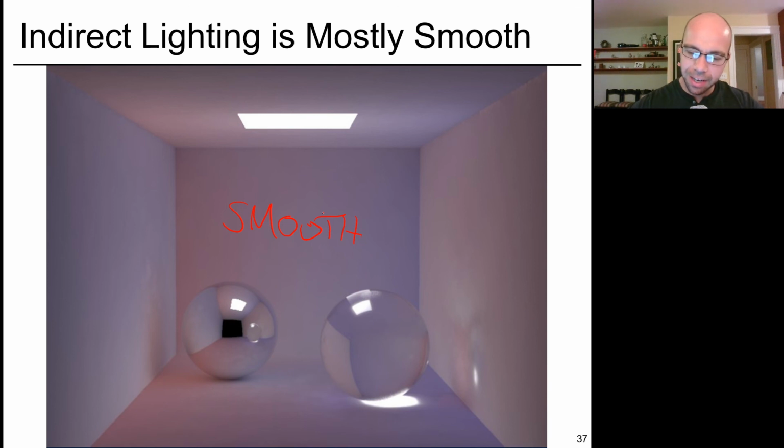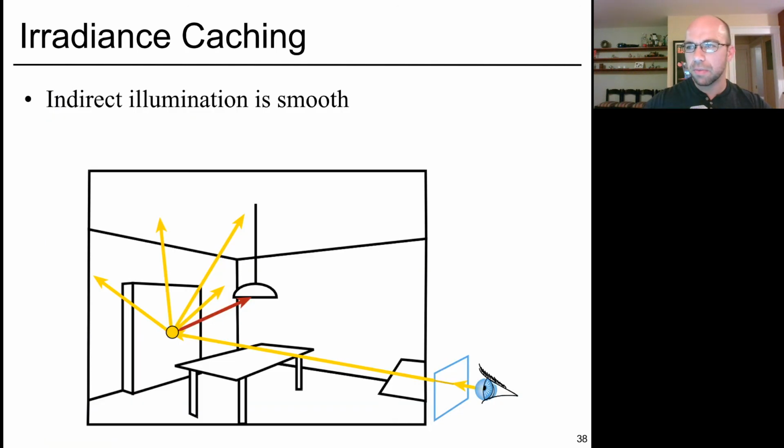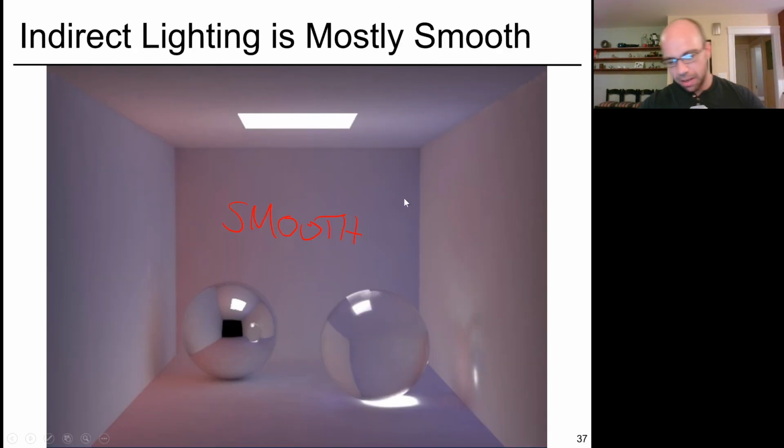That there aren't crazy sharp changes in color inside the indirect illumination in our image. For the most part, it's a smooth function, with the exception of the action near the sharp edges, right? So here, there's something sharp. But for the most part, it's very smooth along our image.